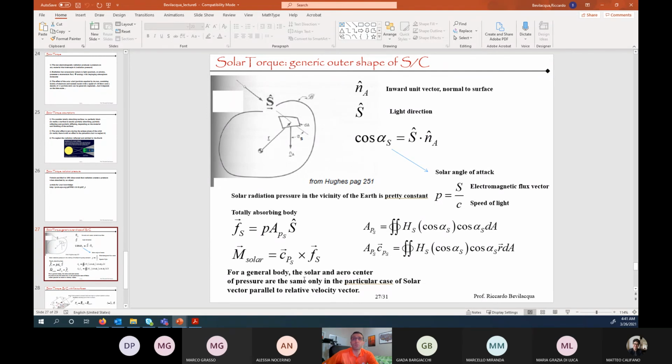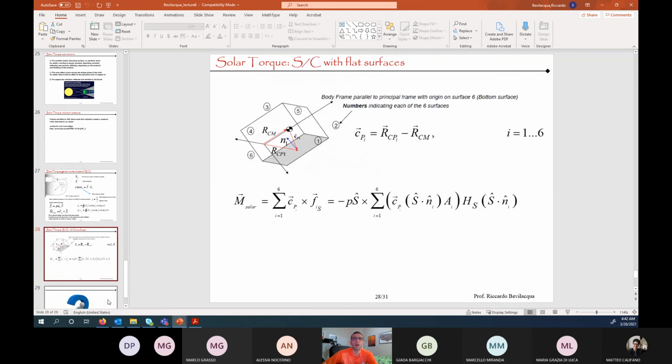So for a general body, the solar and aero center of pressure are the same only in the particular case of the solar vector parallel to the relative velocity vector, as you can imagine. It's because these integrals are a function of this alpha_s angle, and so in general they're not the same. Nothing new here, same kind of scenario to compute the torque. So you basically work very similarly with both.